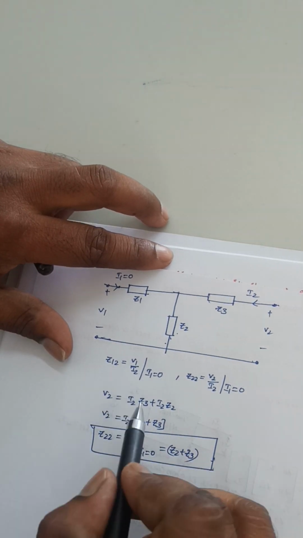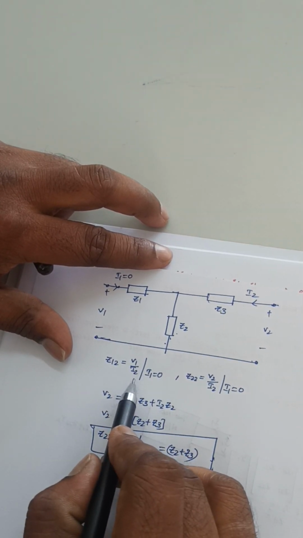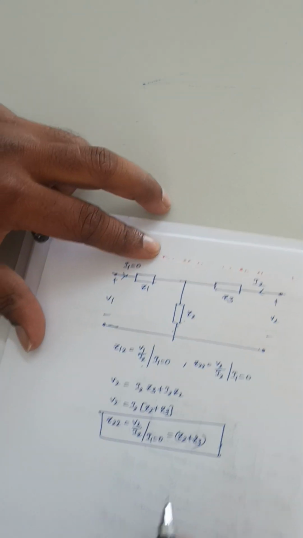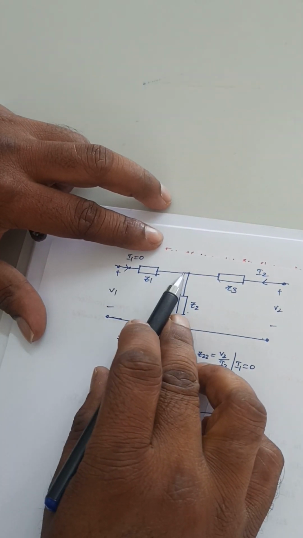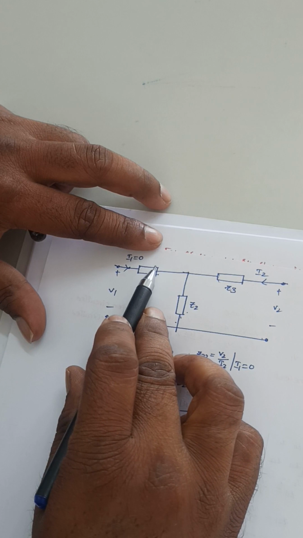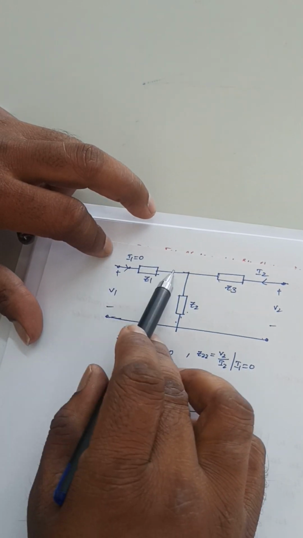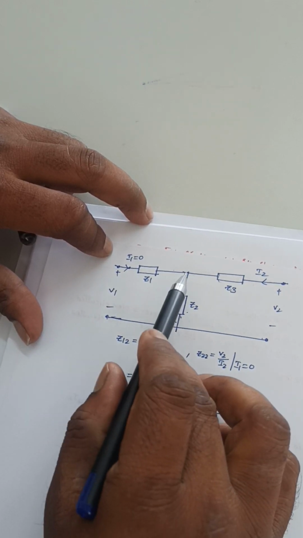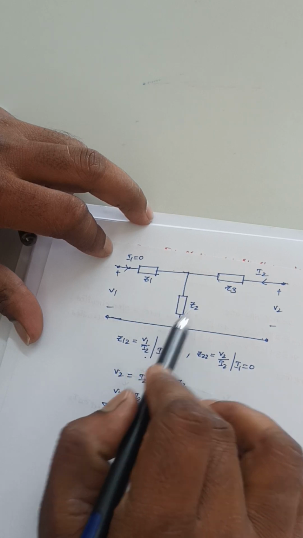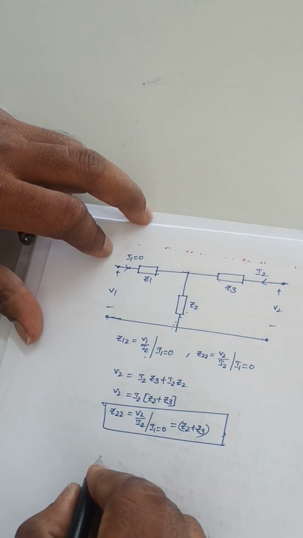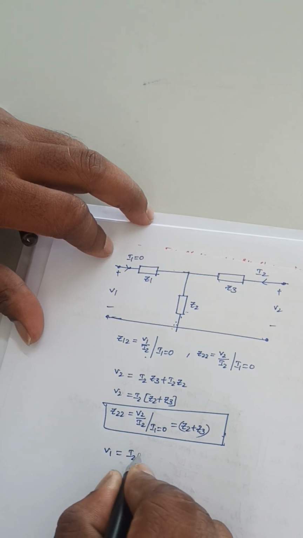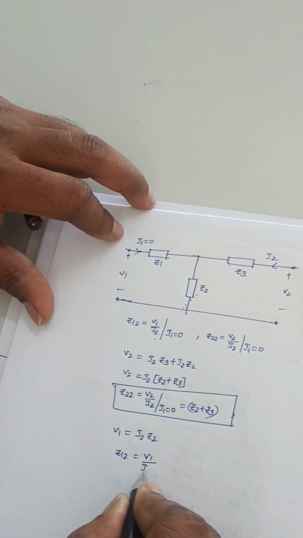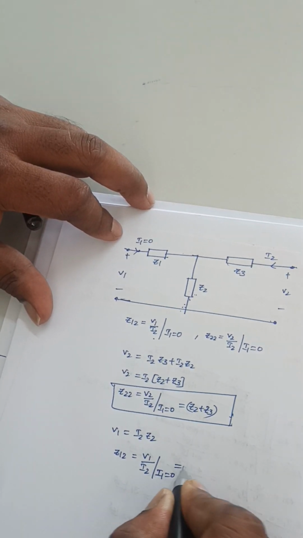Now I need to find this Z12. So it is V1 by I2. So I need to write the KVL equation for this loop because it involves voltage V1 here. So since no current is flowing through this, the voltage drop across this one is equal to 0. So this voltage is equal to this voltage plus this voltage. So since this voltage is 0, this voltage is equal to this voltage. This voltage is equal to the current flowing through this, I2 into Z2. So V1 is equal to I2 into Z2, and this Z12 is equal to V1 by I2 at I1 equal to 0, that is equal to Z2.